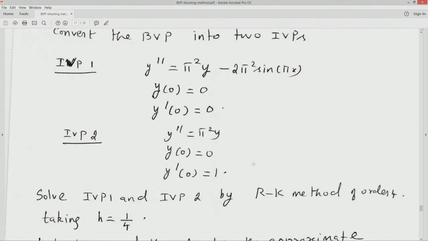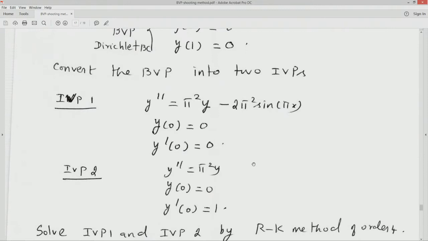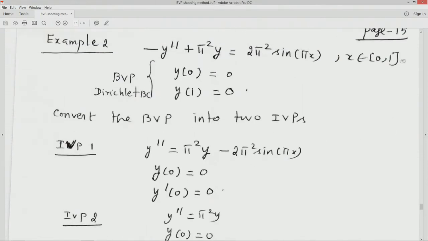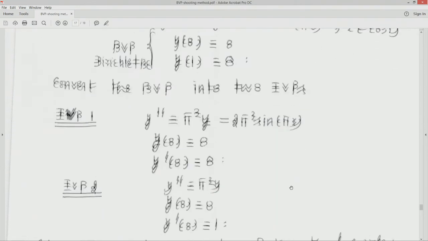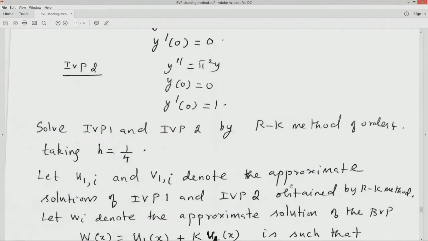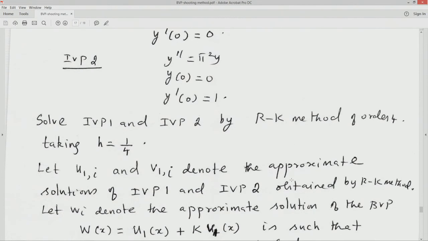Now that the two initial value problems are known to us, we again solve these two initial value problems by the Runge-Kutta method of order 4. So, what should we do? We should divide the interval in which the differential equation is defined, namely 0 to 1, into a number of equal subintervals. Let us take the number of equal subintervals to be 4, and therefore the step size will be (1 minus 0) by 4.